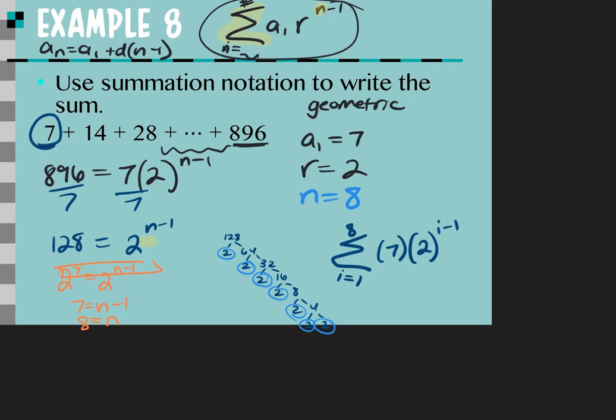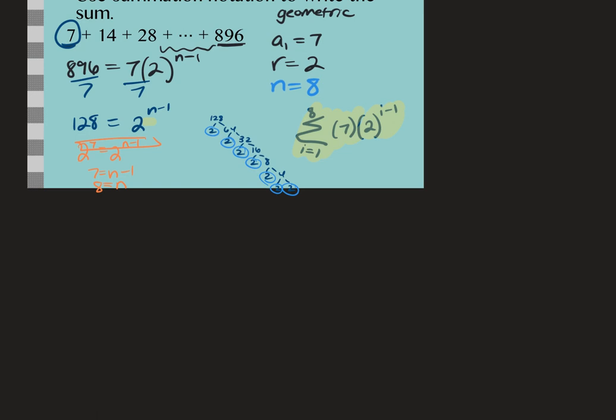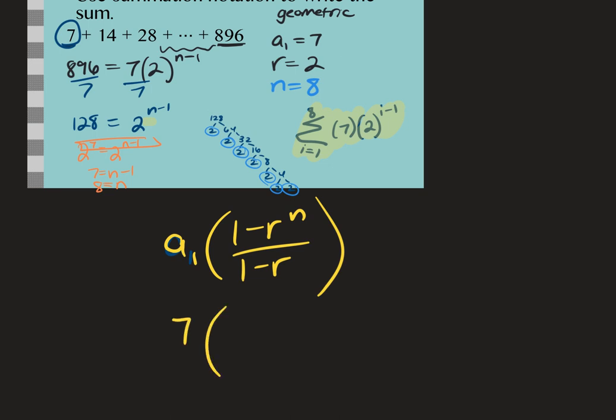We're actually going to find it out now. I know it said just find that notation, but it doesn't hurt to have the practice. So we're going to actually find this out. Sum equals A1 times 1 minus R to the N over 1 minus R. What's A1? 7. What's R? 2. What's N? 8. 8 over 1 minus 2.